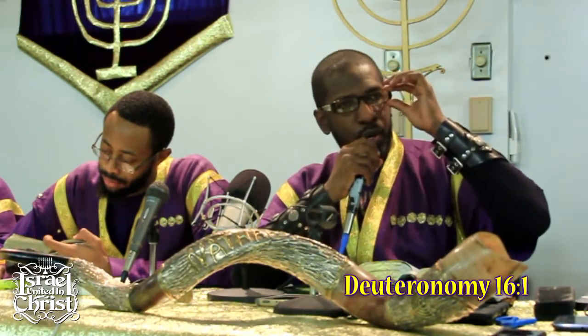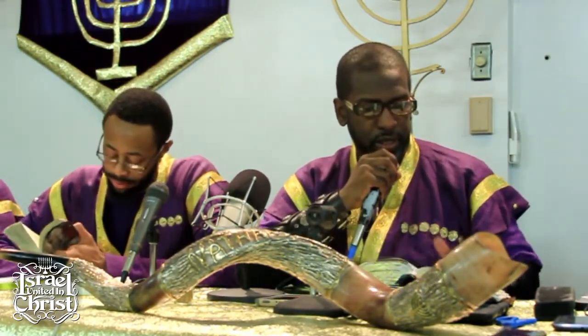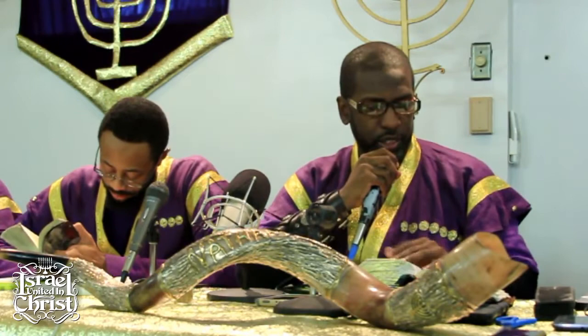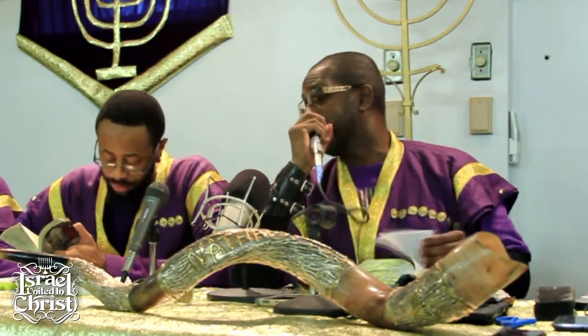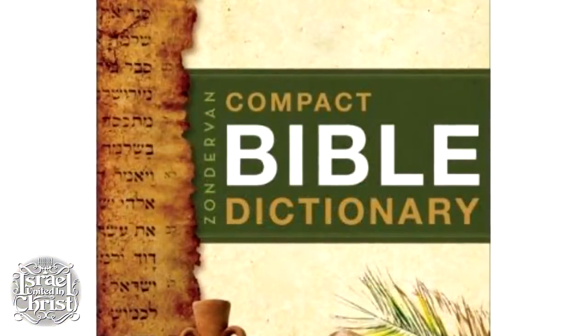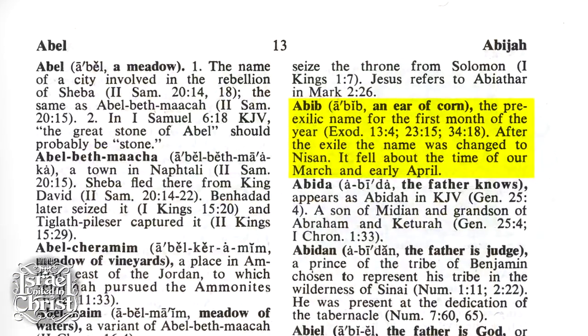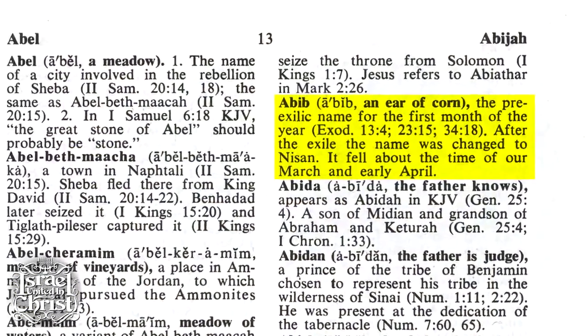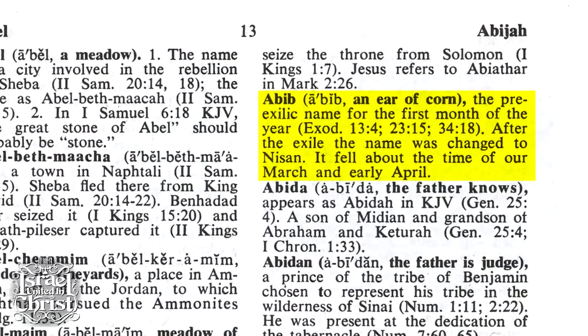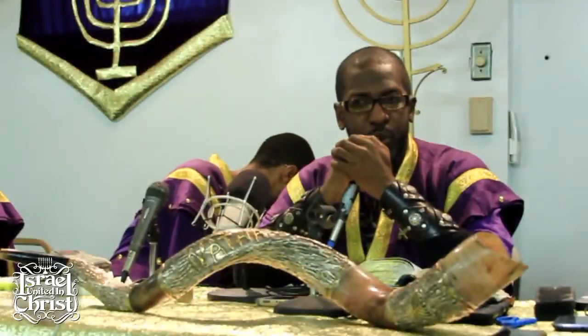Can we look up the word Abib? Let's look up the word Abib, please. Who has a dictionary? What's the better dictionary to use for that? Yes, Zondervan. This is page 13 out of the Zondervan Compact Bible Dictionary. All right. Abib, an ear of corn. So Abib means ear of corn. It's a Hebrew word that means ear of corn.